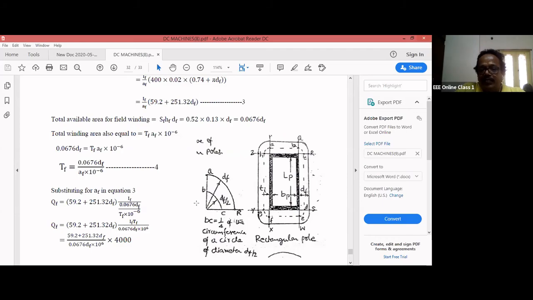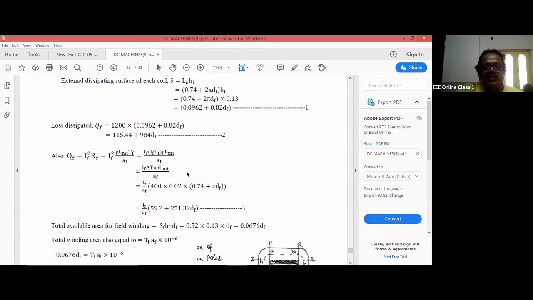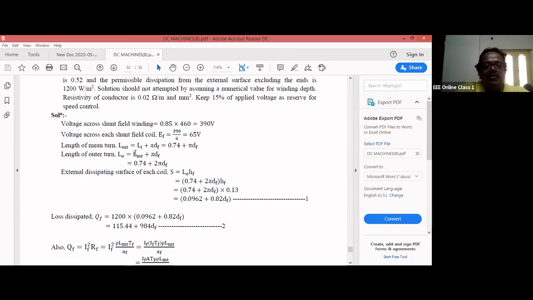Since if you join these four pieces, it will become a circle, what is the circumference of a circle? Pi into df. So length of mean turn will be Li, length of inner turn, plus pi into df. For this length of mean turn, what is the diameter here? It is nothing but df by 2, because this is df, and the length of mean turn will be exactly at the half. If you come back here, the length of mean turn LMT is Li plus pi df. This is nothing but a circumference.